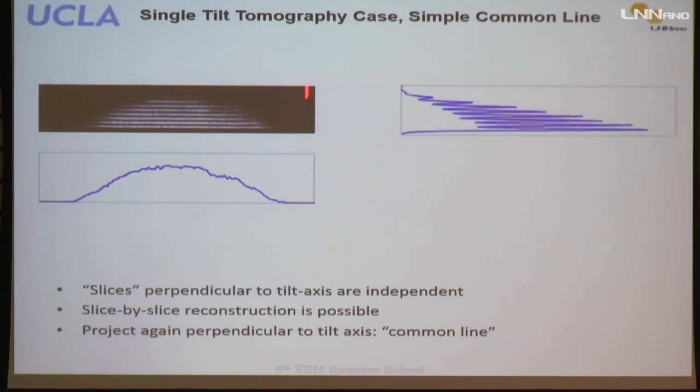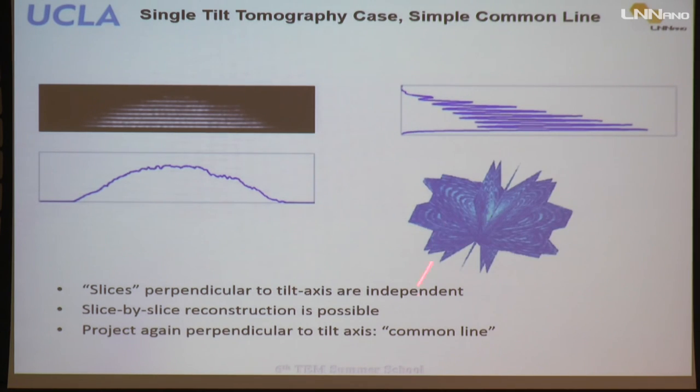So the projection perpendicular to the rotation axis, we call the common line, because all projections share this projection shape. This is common to all projections. So we can at least align the projections along this direction using the common line. This is a diagram showing a lot of projections measured in Fourier space, but they all coincide in one line. This is the common line.